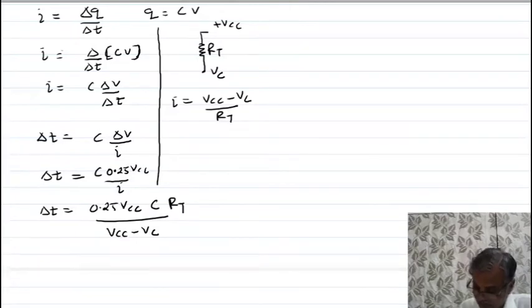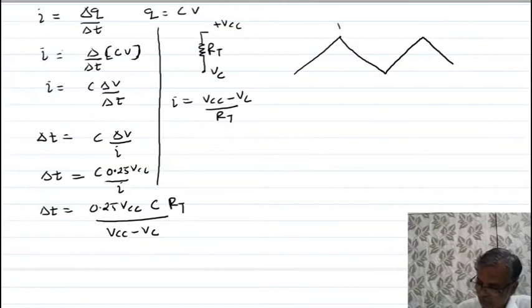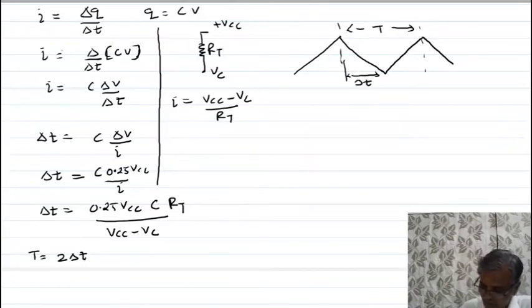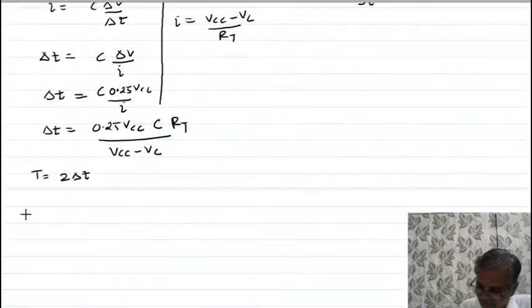Now already you know, see I am showing you here, this is a charging time, this is a discharging time, this is a charging time, this is a discharging time. So this is your periodic time T. So T I can show is 2 into delta T. It's very simple. This time is delta T. So I can easily write the periodic time is given by 2 into 0.25 VCC into RT into CT. Actually I have to mention CT, we have written CT here. So I have to write CT here.